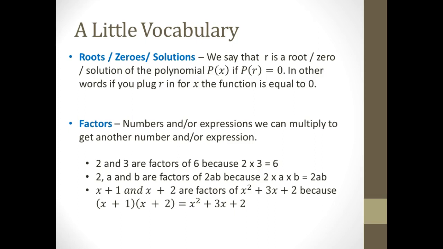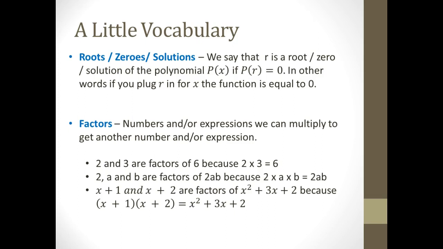We say that the variable r or the number r is a root or zero or solution of a polynomial p of x if p of r is equal to 0. In other words, if r replaces all of the variables in the polynomial, then it's equal to 0.